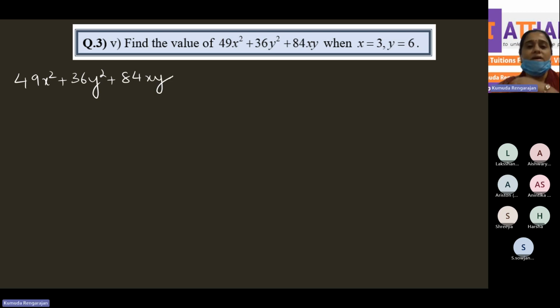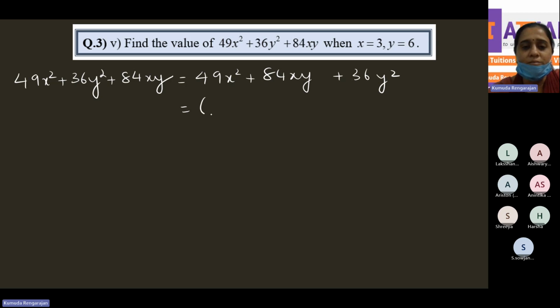Okay, so you need to find the value of this expression when x is 3 and y is 6. But you're not supposed to substitute the values directly here. Now, rewrite this as 49x squared plus 84xy plus 36y squared. Now this is in the form a squared plus 2ab plus b squared.